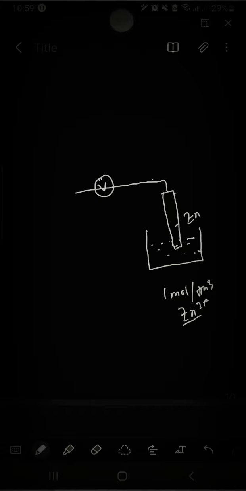If it is Zn2+, you need to keep here the zinc electrode, zinc metal. Dip it inside the zinc sulfate or Zn2+ ion solution. Now connect it with a voltmeter and connect it with this.